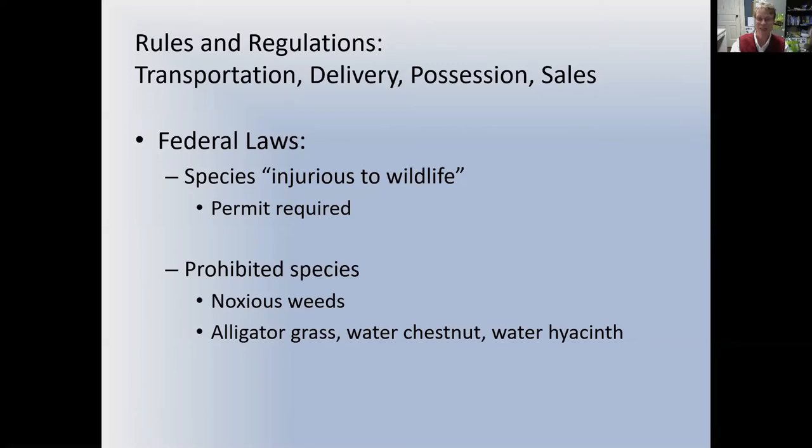There are prohibited species as well. I've given you a couple of examples there. And again, possession is an illegal offense. You cannot have any of those prohibited species.